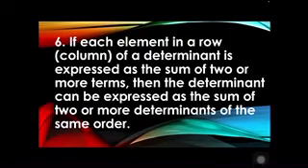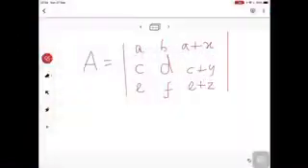Sixth one: if each element in a row or column of a determinant is expressed as a sum of 2 or more terms, then the determinant can be expressed as the sum of 2 or more determinants of the same order. We can split the matrix into 2. For example, let's take this matrix A with rows a, b, a plus x; c, d, c plus y; e, f, e plus z.